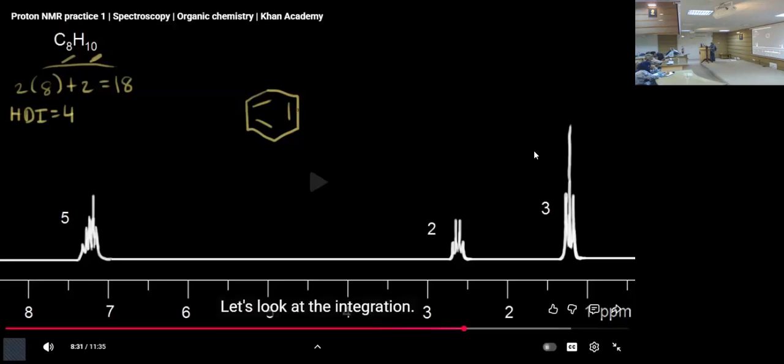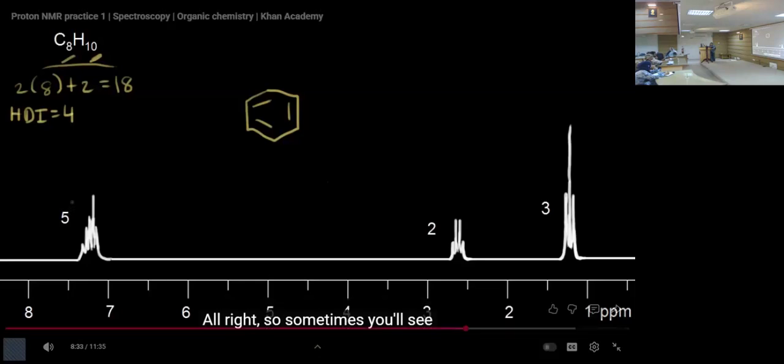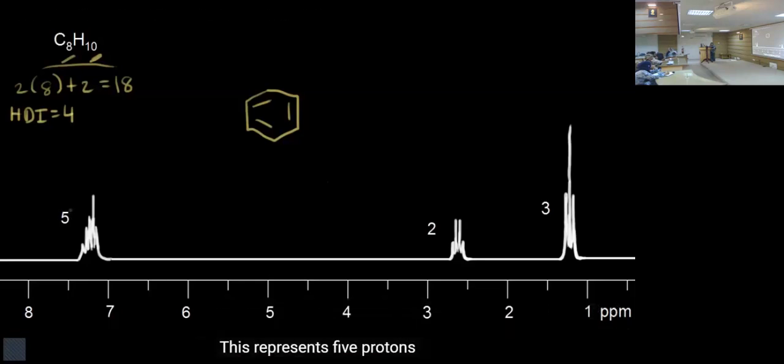Look at the integration. Sometimes you'll see the integration given like this. So this represents 5 protons for this very complex looking signal right here. This signal over here represents 2 protons, and this signal represents 3 protons. So let's go back to these 5 protons with this complex signal. This is in the aromatic range, so approximately 6.5 to 8. Those must be 5 aromatic protons.